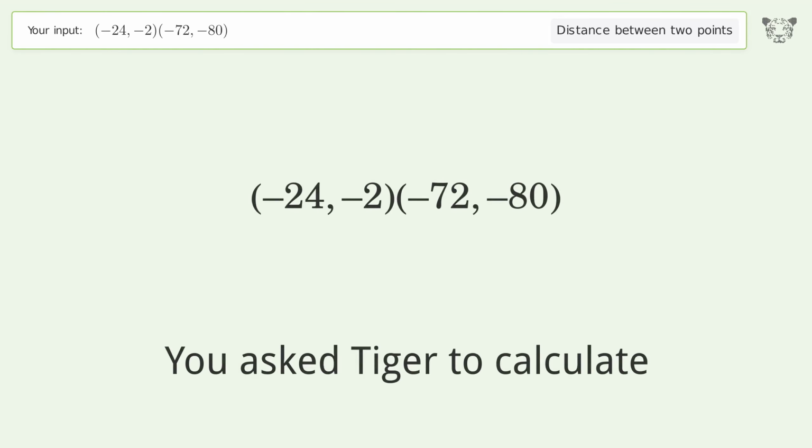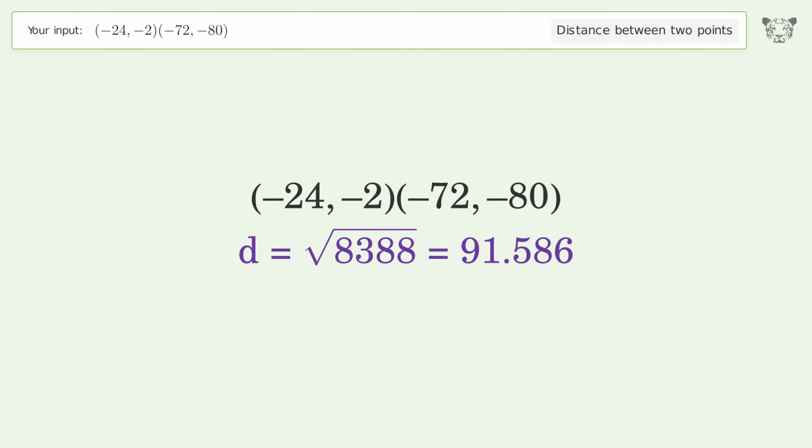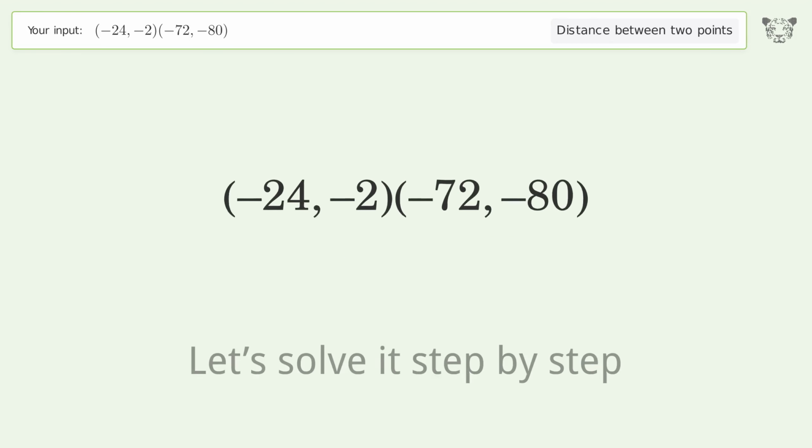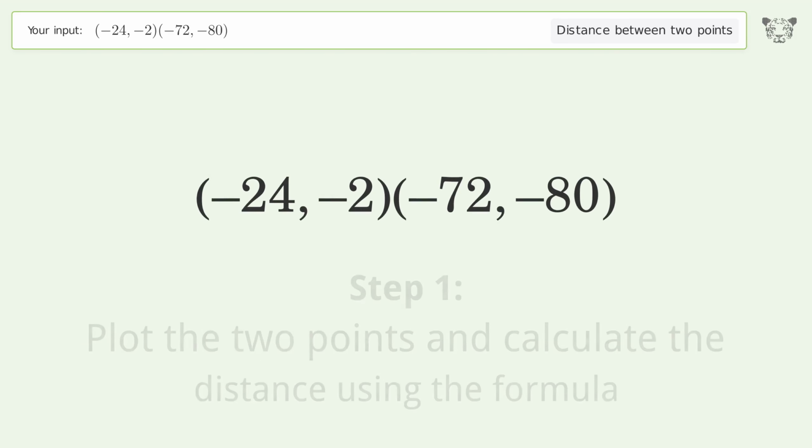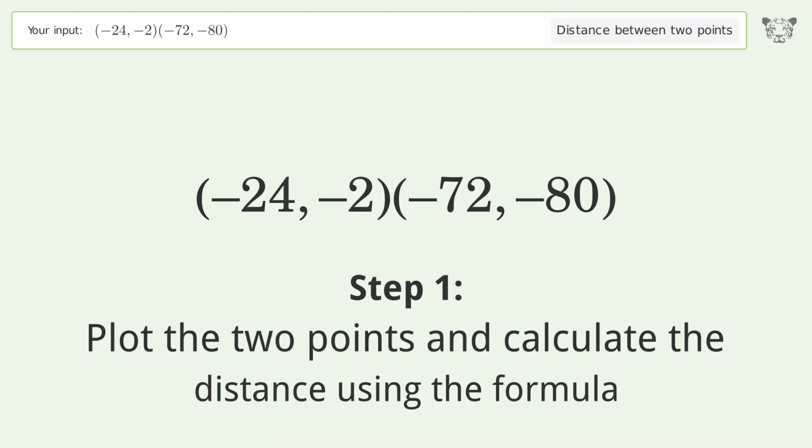You ask Tiger to calculate. This deals with the distance between 2 points. The distance between the 2 points is the square root of 8,388, or 91.586. Let's solve it step by step. Plot the 2 points and calculate the distance using the formula.